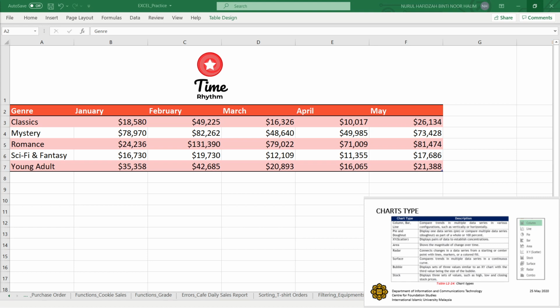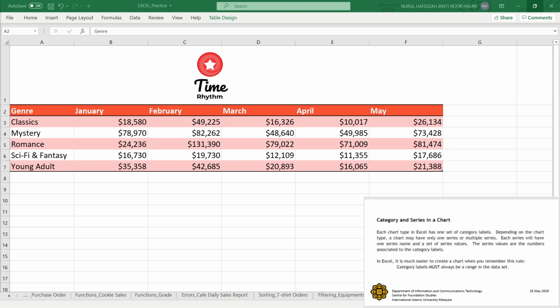And then bar charts work just like column charts, but they use horizontal rather than vertical bars. Area charts are similar to line charts, except the areas under the lines are filled in. And then we have surface charts. These types of charts allow you to display data across a 3D landscape, so they work best with large data sets, allowing you to see a variety of information at the same time.